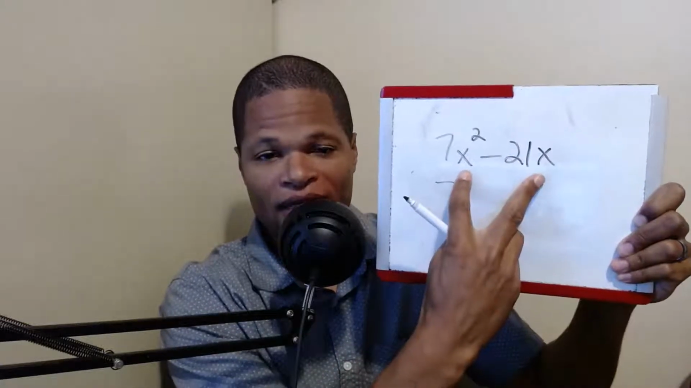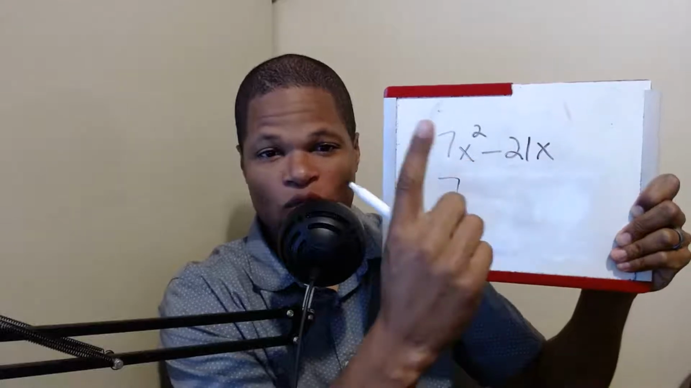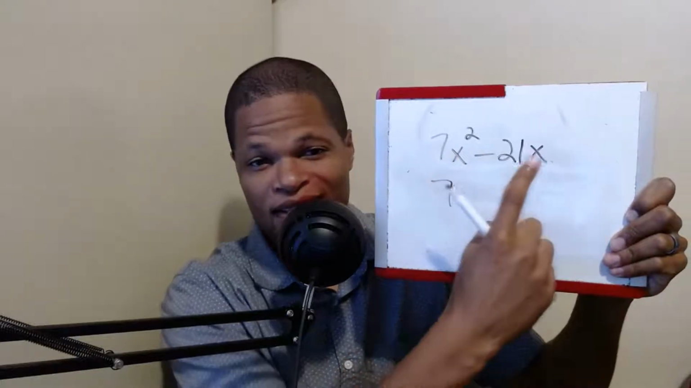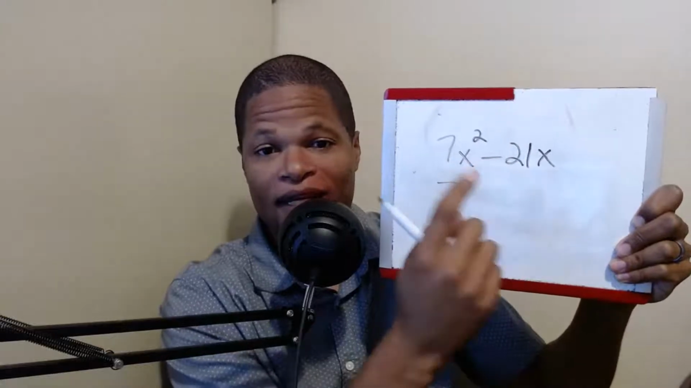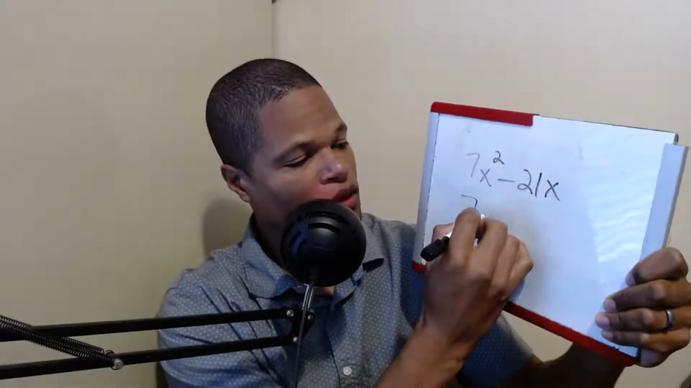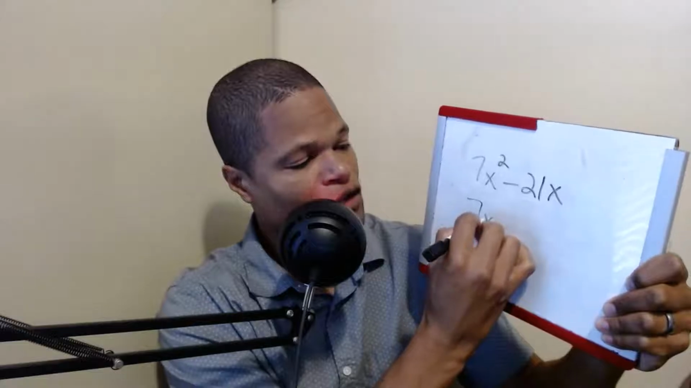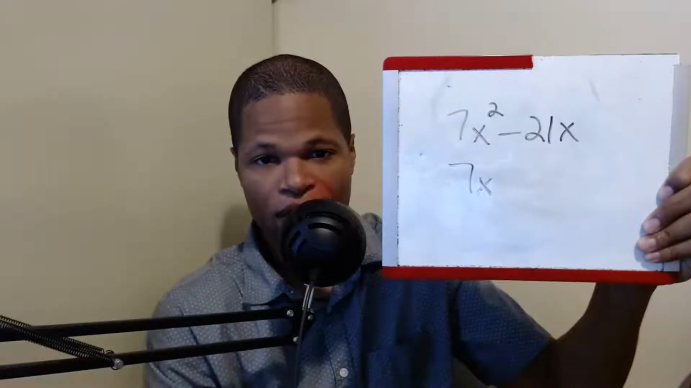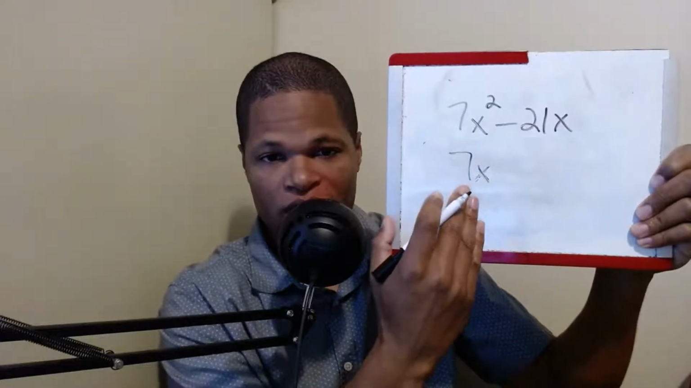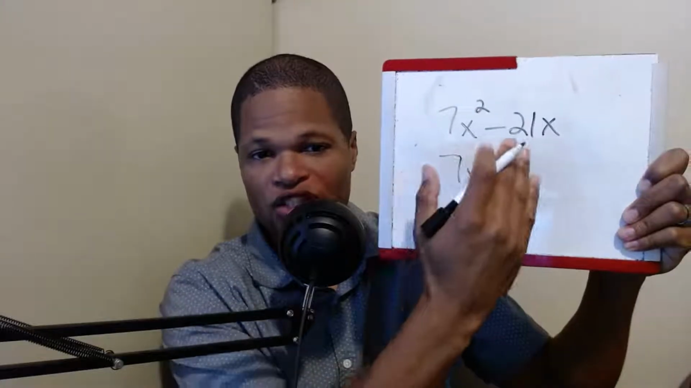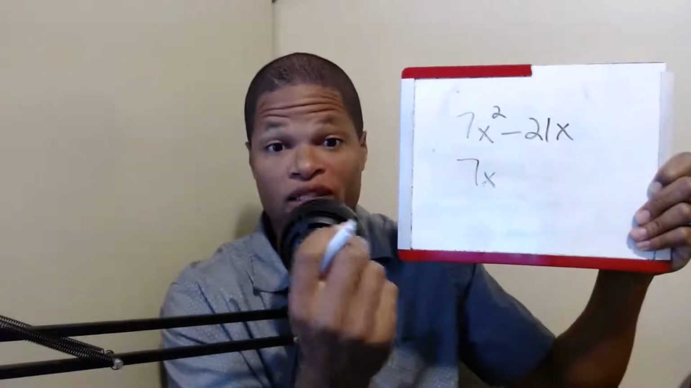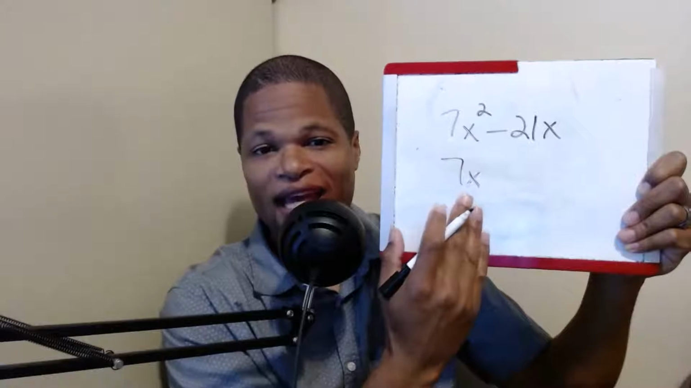So in common, they each have at least 1 x. This one has 2 x's. This one has just 1 x. But the most they have in common is 1 x. So I have to include 1 x as part of my GCF, okay? It's not just the 7, which is the coefficient, it's also x. So the GCF, which stands for greatest common factor, is 7x in this case.